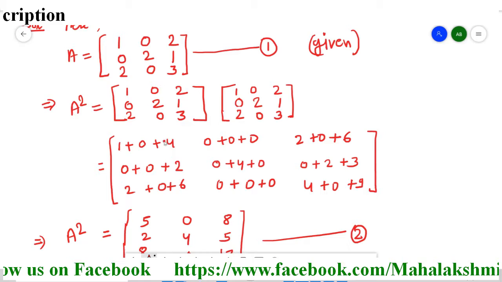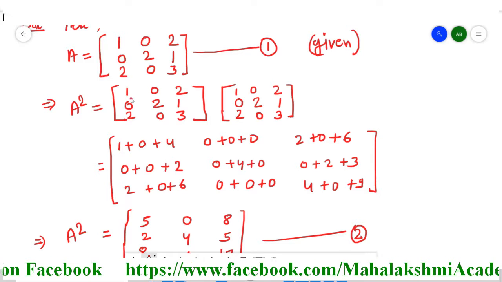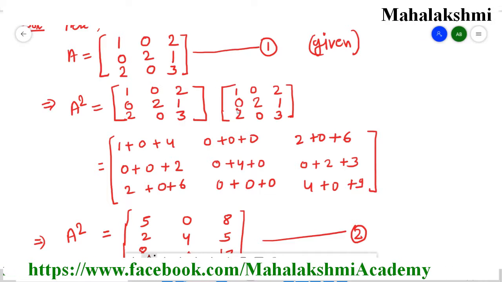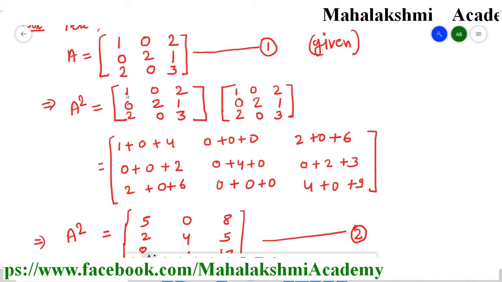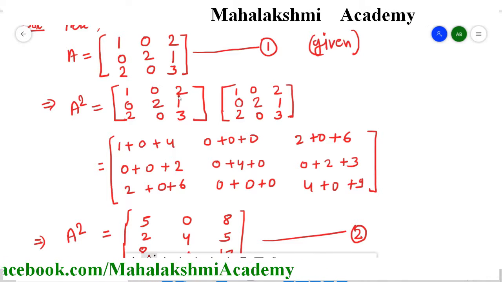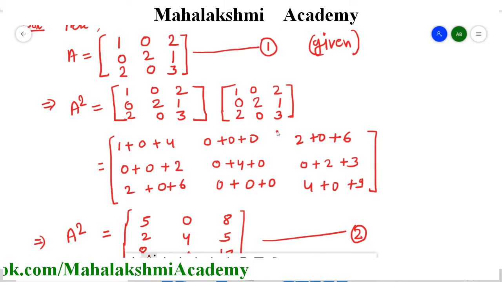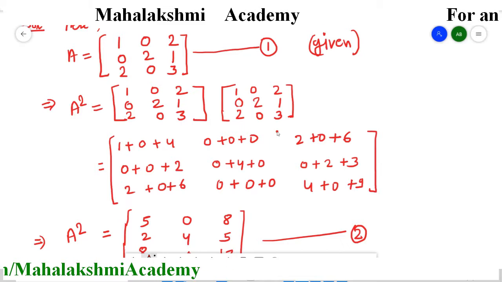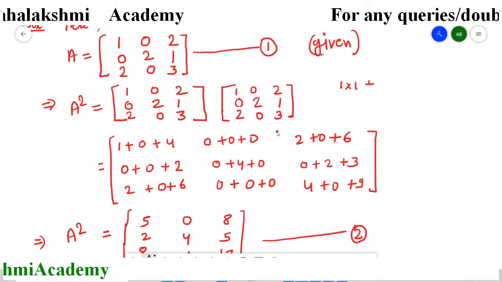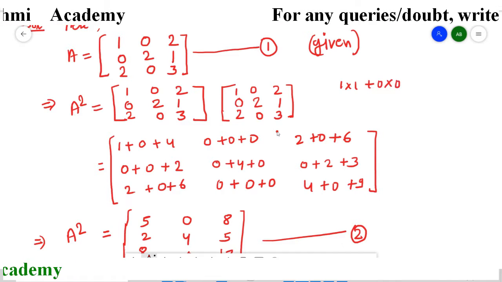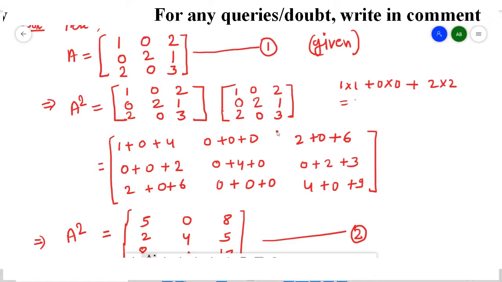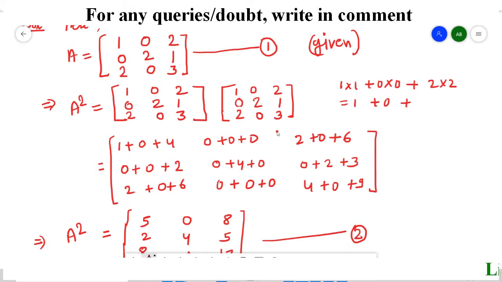So just see how I obtained this first line. Here, from this matrix the first row will multiply by the first column. So how to multiply? This 1 will multiply by 1, then 0 will multiply by 0, and this 2 will multiply by 2. I am writing it roughly here: 1 times 1, then 0 times 0, and then 2 times 2. So its answer is going to be 1 plus 0 plus 4.